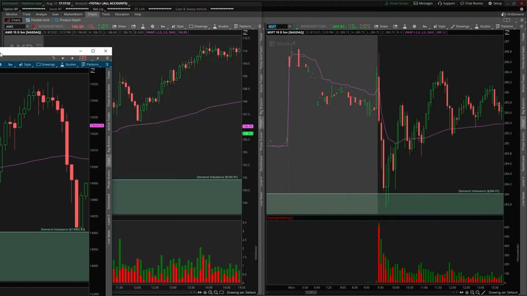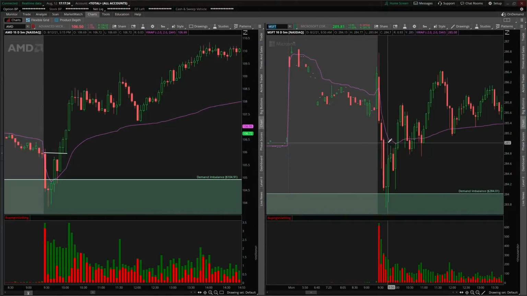Now, all this was happening at the same time with AMD, Microsoft bouncing, clear direction, clear context. You could read the market, some nice liquidity, participants being active in the market. This is when I know to size up. This is when I know to hit my setups hard. And this is when I know I'm going to have the best setups.